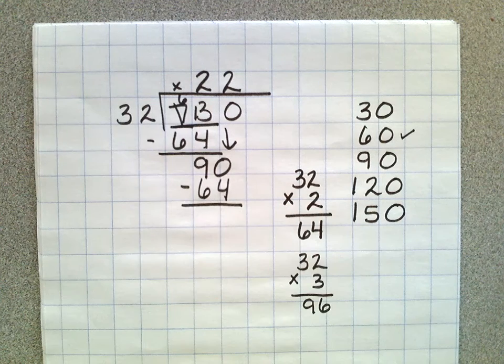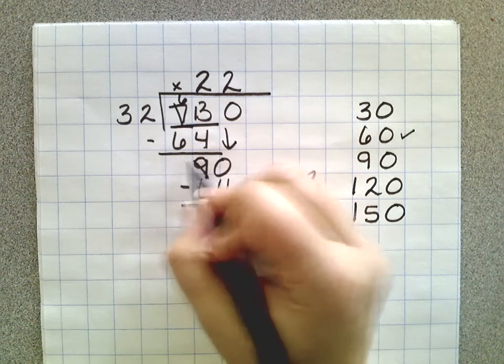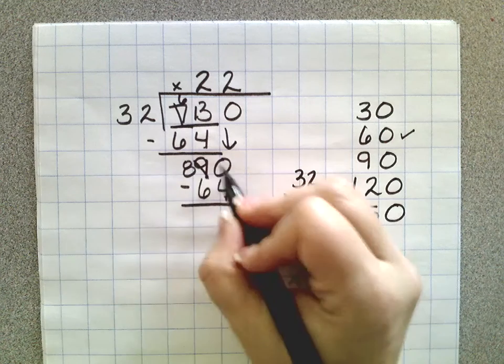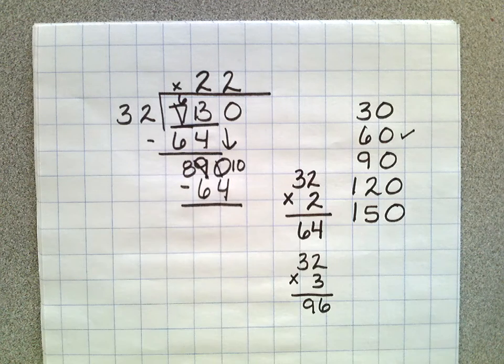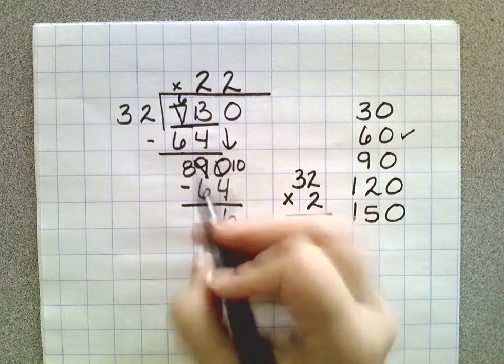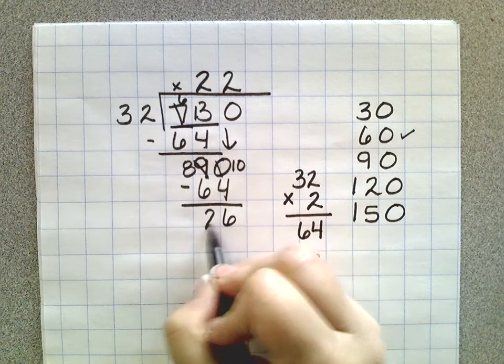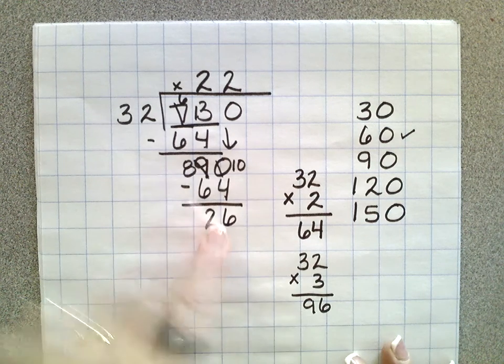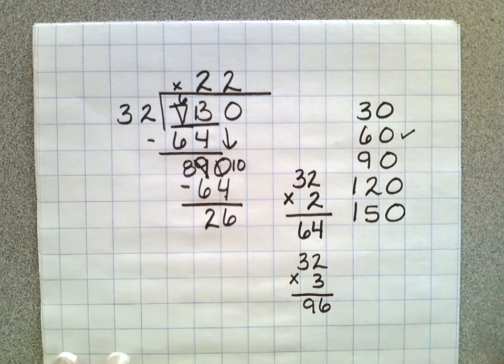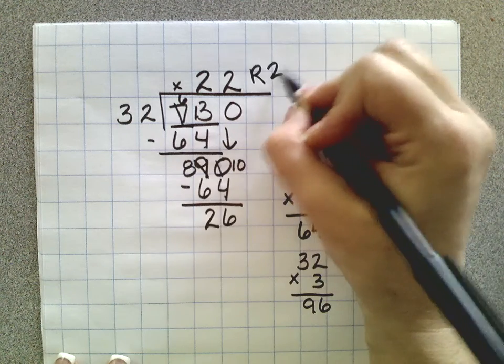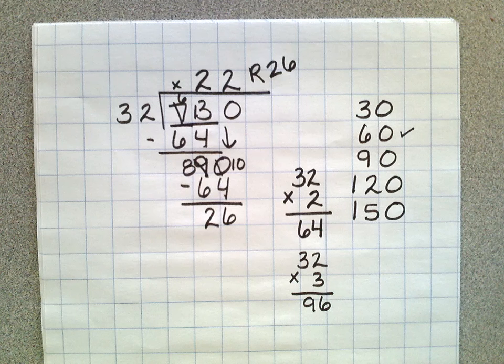I can subtract 0 minus 4. I can't do it, so I've got to do some regrouping. 10 minus 4 is 6. 8 minus 6 is 2. 26 seems like a pretty big remainder, but it is less than 32, so I'm okay. 22 remainder 26.